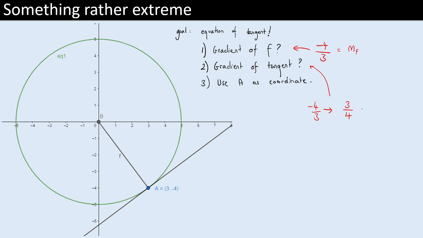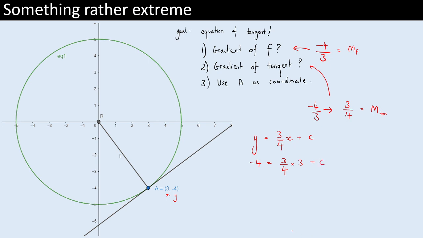So my gradient of the tangent, I'm going to put m tan, is 3/4. Now, if we know the gradient of the tangent, just like in our previous problems, we can now write y is equal to 3/4 of x plus c. I now, looking at my third hint, use A as a coordinate. So the 3 is my x, negative 4 is my y. I have got negative 4 is equal to 3/4 of 3 plus c.